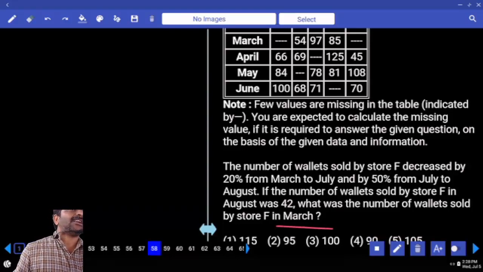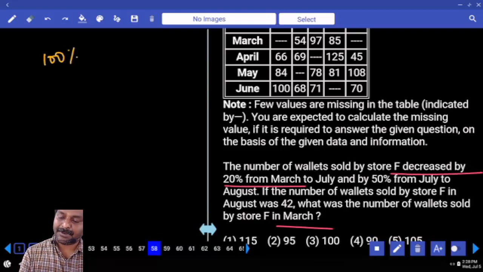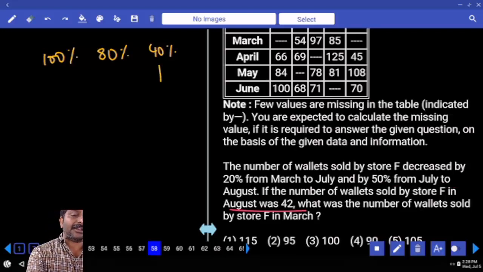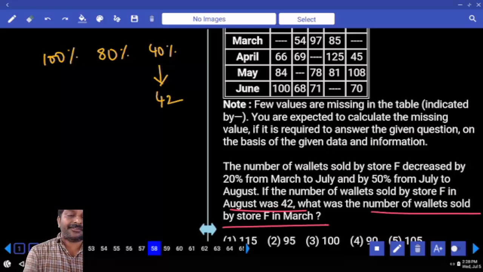Let's say in March it was 100%. Yes, March it was 100%. It decreases by 20% from March to July. Then in July it is 80%. And by 50% from July to August. Is the 50% an increase or decrease? Because in the earlier context they were talking about a decrease, now also it is a decrease. So in August it becomes 40%. And they mentioned it as 40% is equal to 42, the number of wallets sold by F.